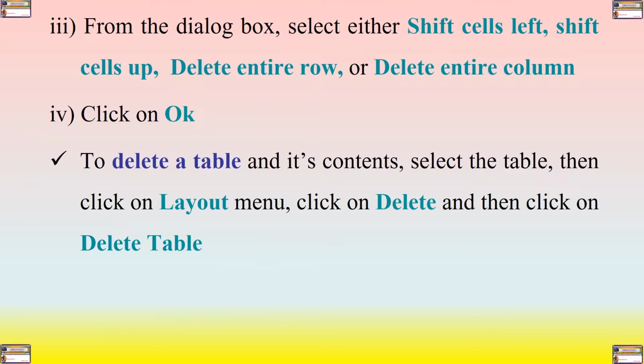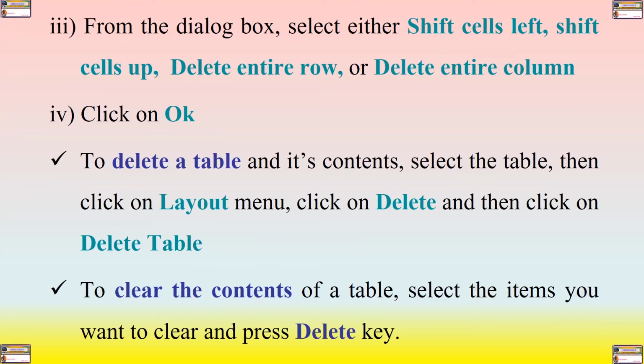To delete a table, in case you want to delete a table and its contents, the whole of the table, select the table, then click on Layout menu, then click on Delete, and then click on Delete Table. To clear the contents of a table, select the items you want to clear and press Delete key.